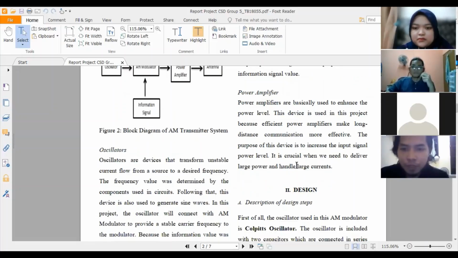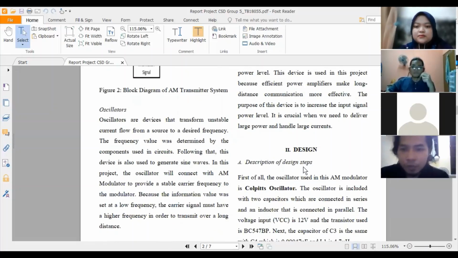That's all for me. I will pass to Adawiyah. My name is Rabiatul Adawiyah bint Azmansyah, TB18055. So we continue with the design.